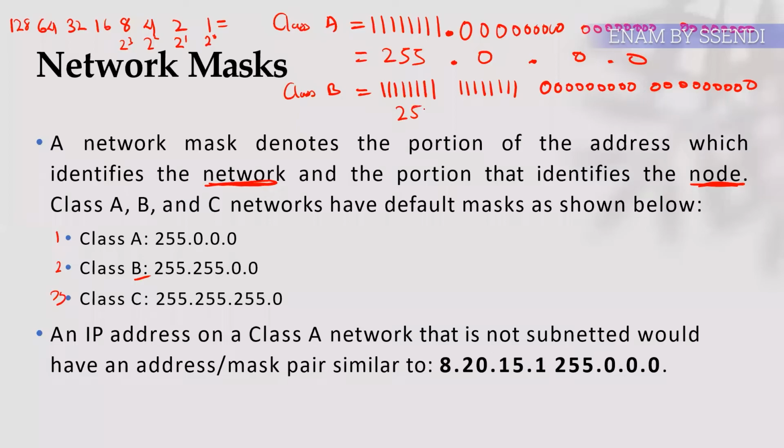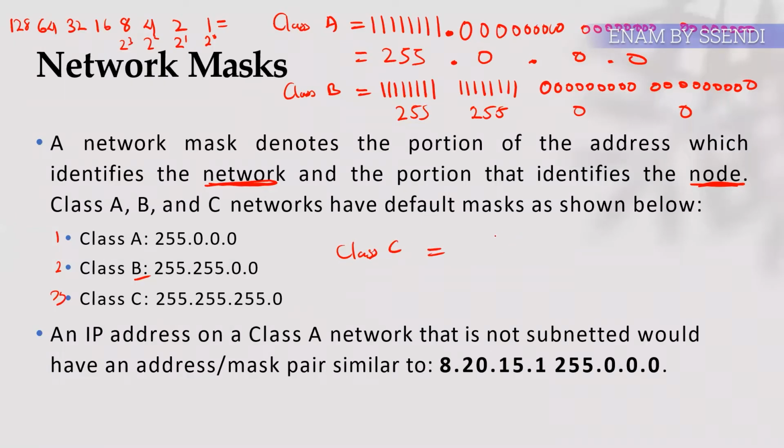we shall have 255. And here we shall have what? 255, very good. Dot 0, dot 0. Very good. And then finally, our class C here, we said it has how many network bits?